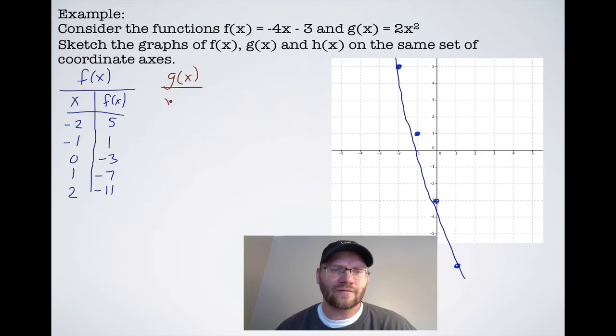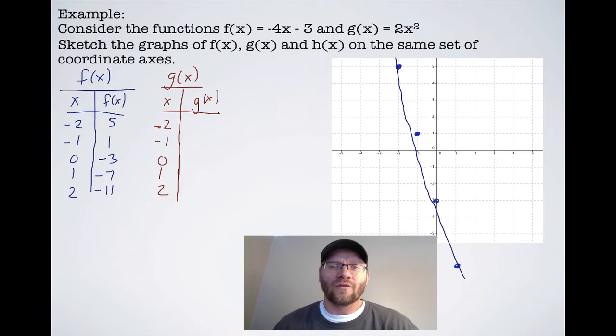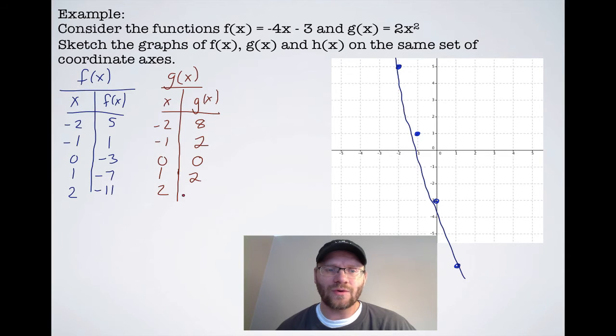All right, our next graph is g of x. We have our x value and our g of x value. We're going to plug in the same numbers, negative 2, negative 1, 0, 1, and 2. We plug in a negative 2, we get a positive 8. We plug in a negative 1, we get a positive 2. We plug in a 0, we get a 0. If we plug in a 1, we get a 2. And if we plug in a 2, we get an 8.